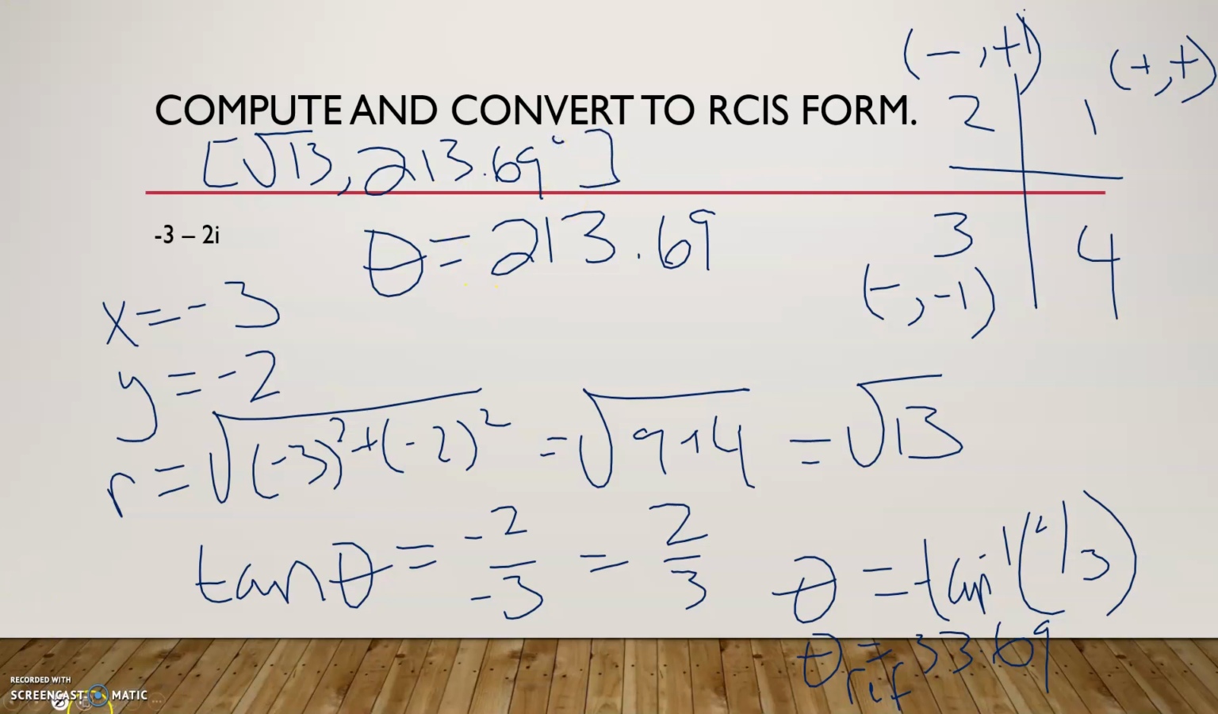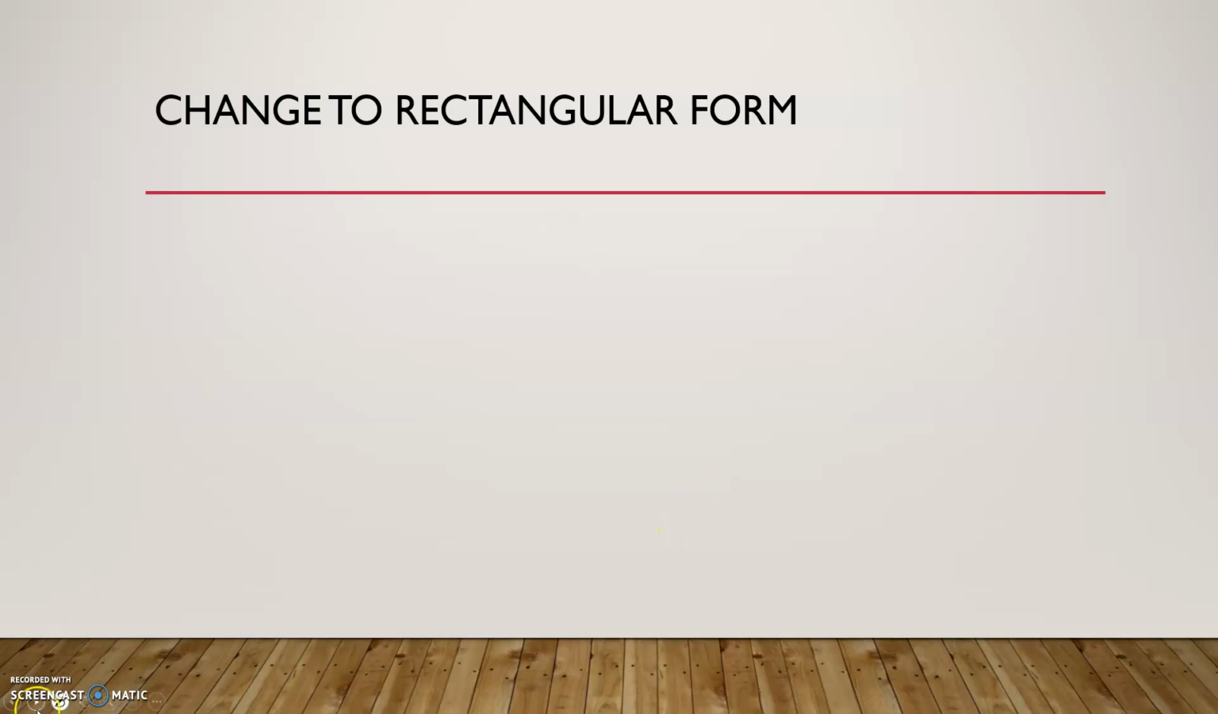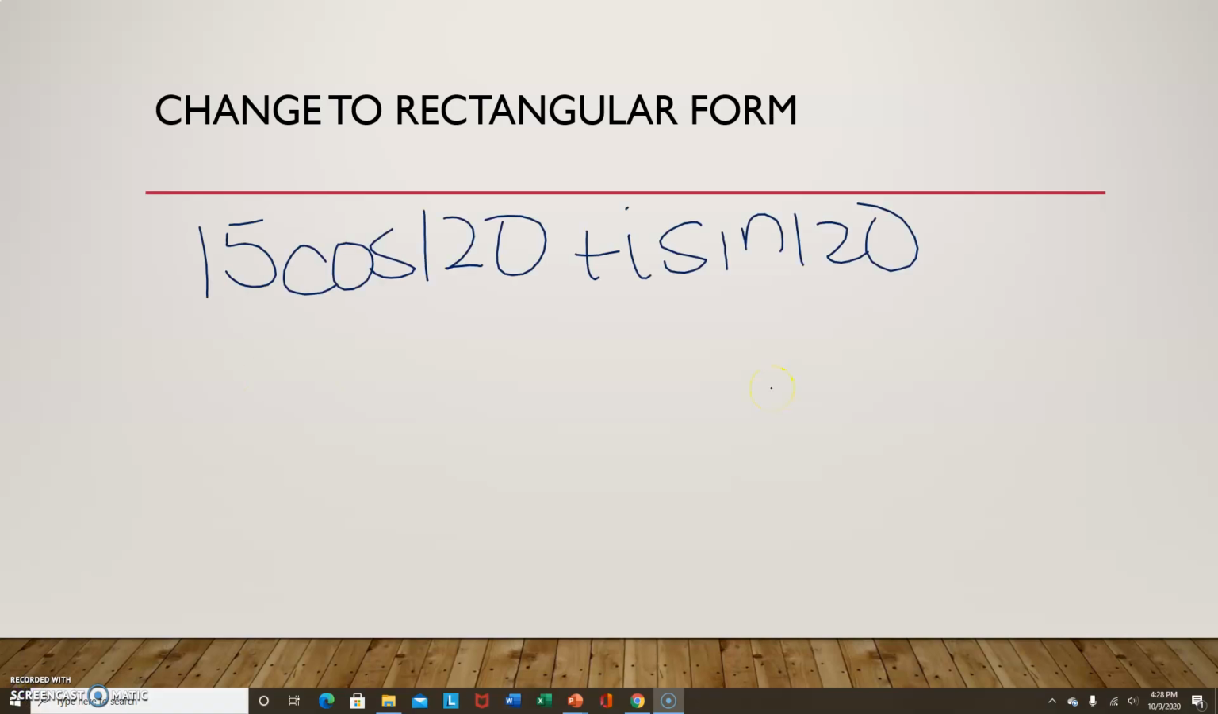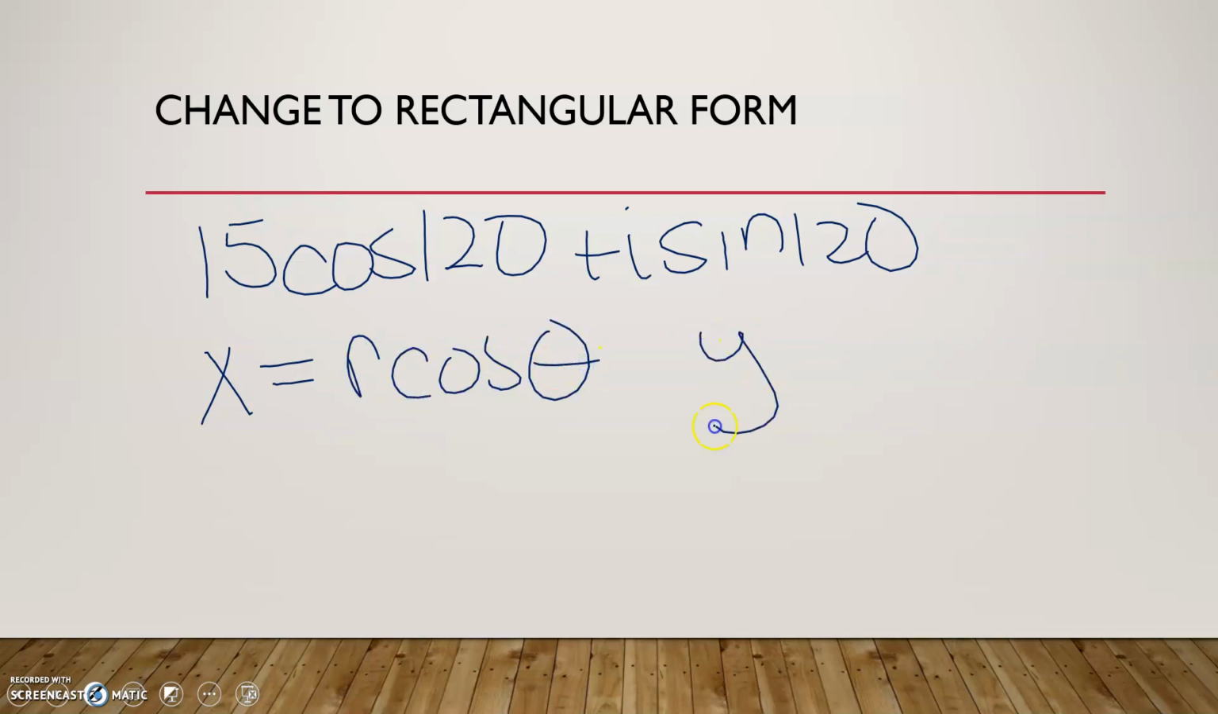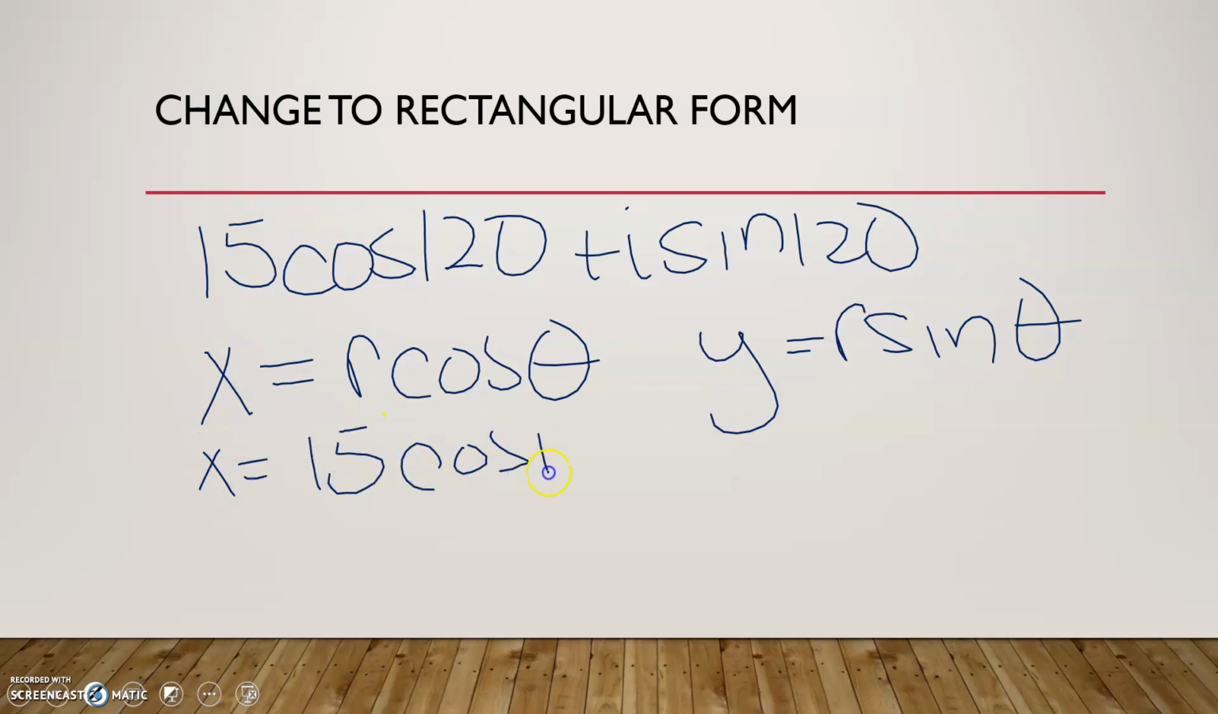All right, hopefully we have time for one more. All right, so change to rectangular form. Oops. All right, so here's my problem. Change to rectangular form. We know r is equal to 15 and theta is equal to 120. So recall from previous lessons, our x value is going to equal r cosine theta, and our y is going to equal r sine theta. So we're going to plug in what we have. So our r is 15, x is 15 cosine of 120, and y is equal to 15 sine of 120.